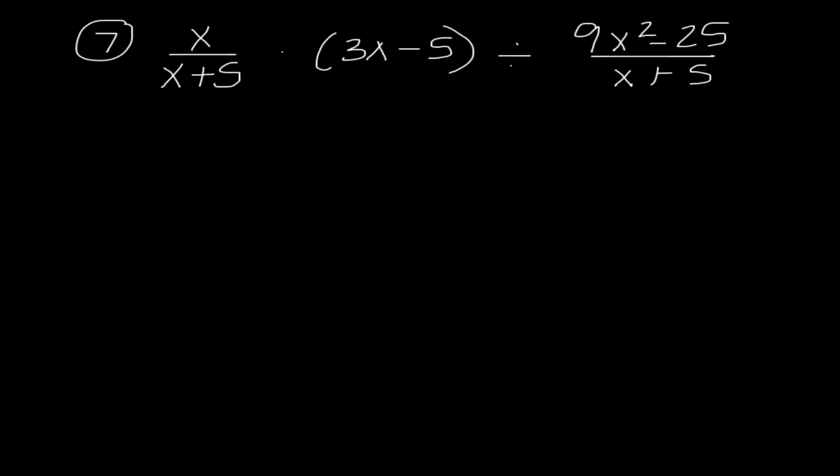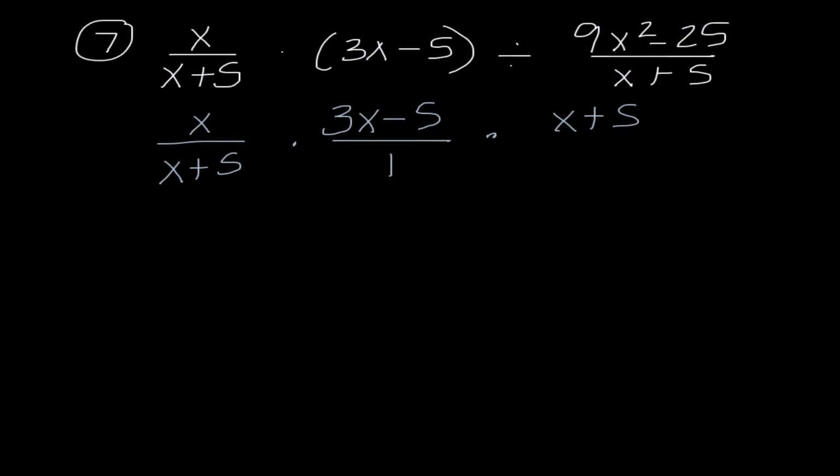And our last example of the day, hooray. Looking at this, once again I see we have division, so I'm going to go ahead and write this as x over x plus 5 times 3x minus 5 over 1 times x plus 5 over 9x squared minus 25. So notice when we have division, I'm only flipping whatever fraction is immediately behind that division symbol.